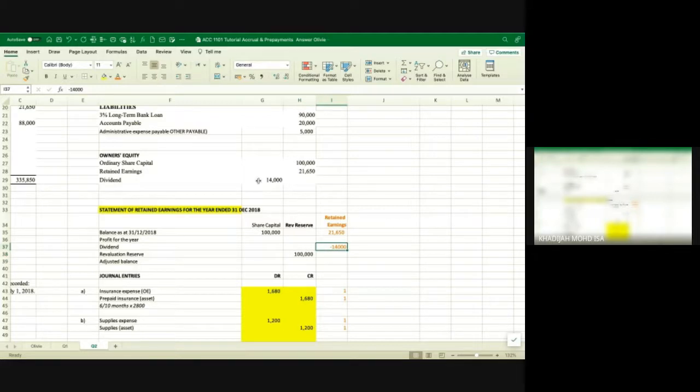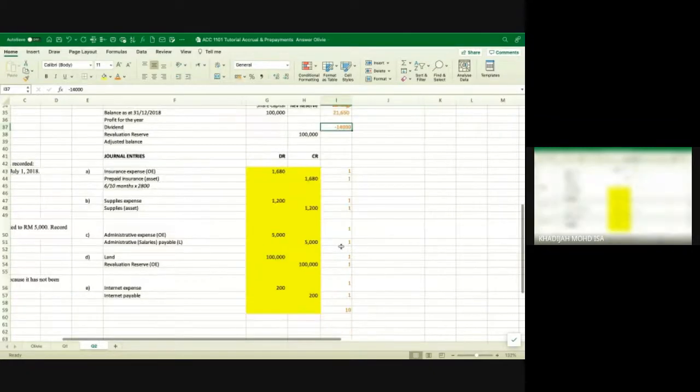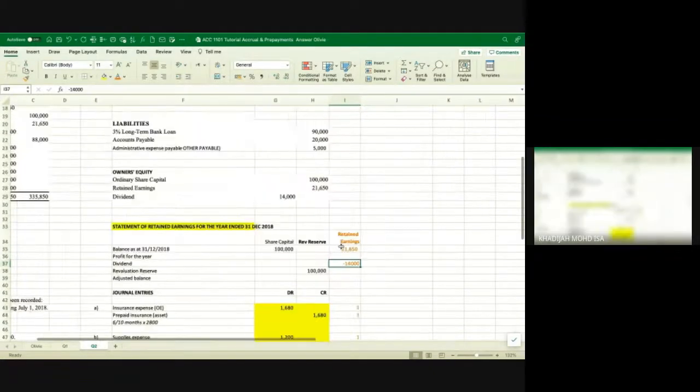Remember, dividend is a debit because dividend reduces your owners' equity. Logically, in order for a company to pay dividend, they have to pay out of the retained earnings. So retained earnings is reduced. You take out your payment of dividend from your retained earnings. So that's why it appears here. Yeah. And then what else? Land done. So we have done that 100,000.